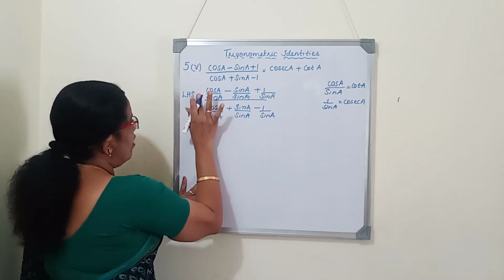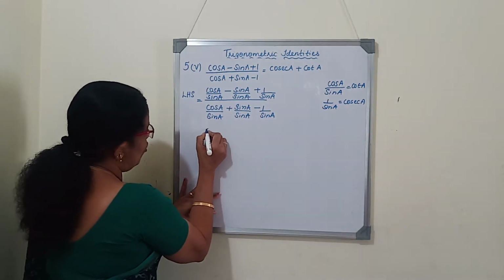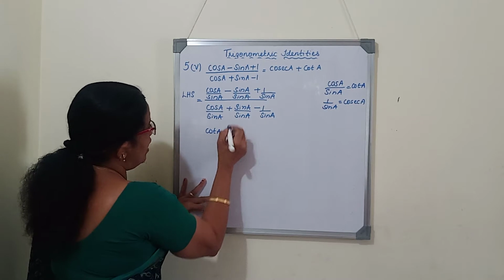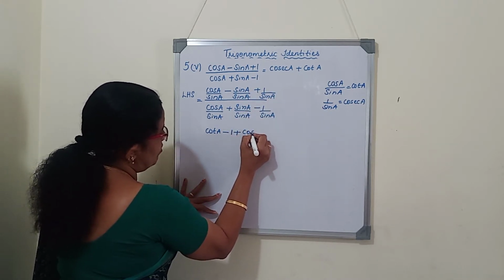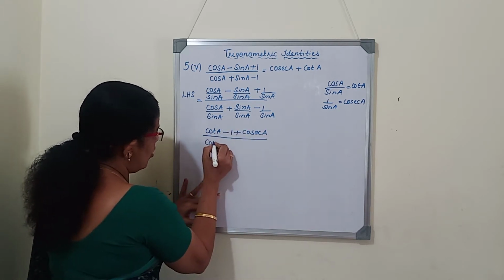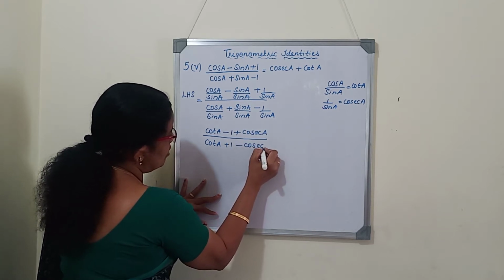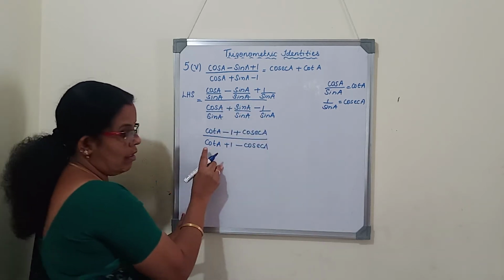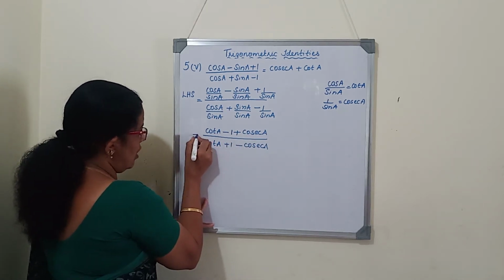Once we divide, we get cos A by sin A is cot A, sin A by sin A is 1, and 1 by sin A is cosec A. Again in the denominator, cot A plus 1 minus cosec A. So after dividing all the terms by sin A, we got (cot A minus 1 plus cosec A) by (cot A plus 1 minus cosec A).